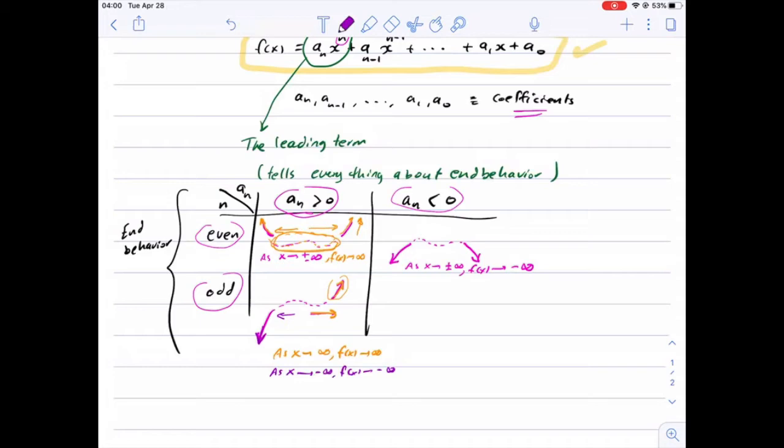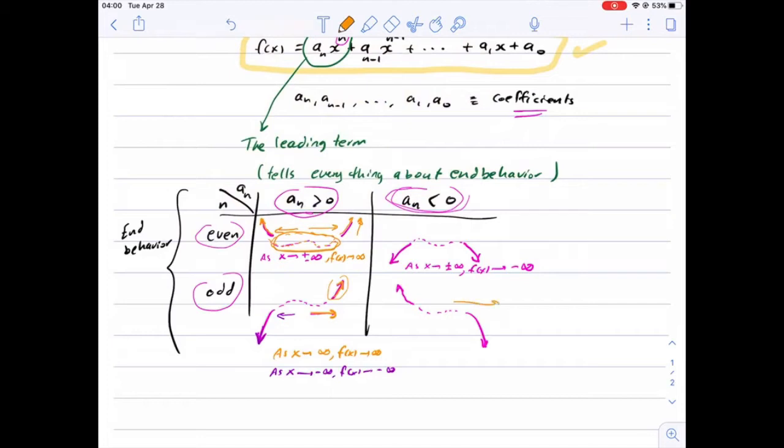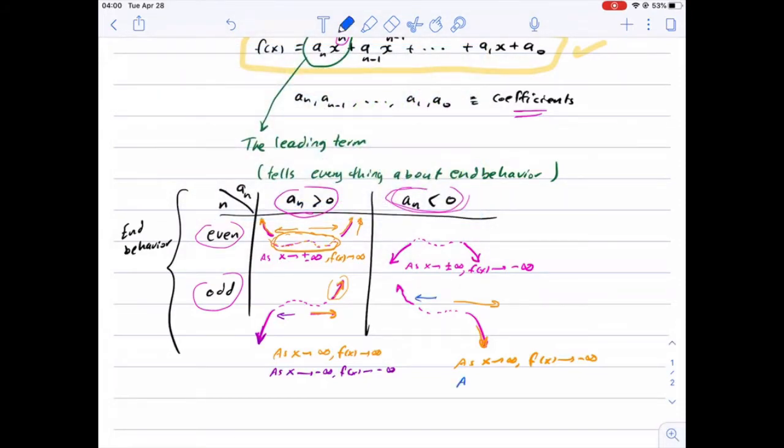Now, if the degree is odd and the leading coefficient is negative, then we have this behavior. This means that as x goes to plus infinity, the graph goes to negative infinity. And as x goes to negative infinity, the graph goes to positive infinity. So this is the end behavior.